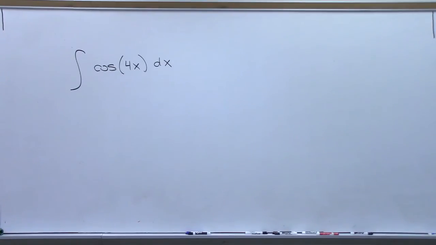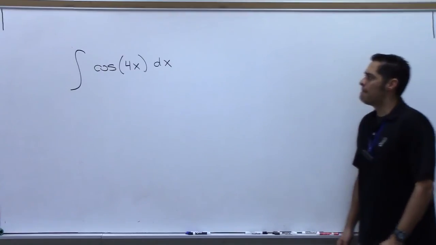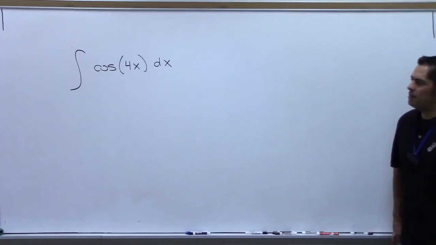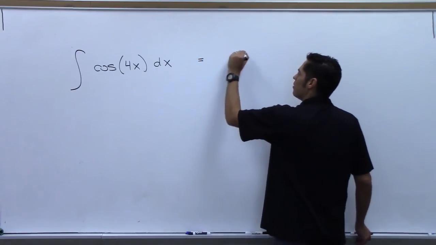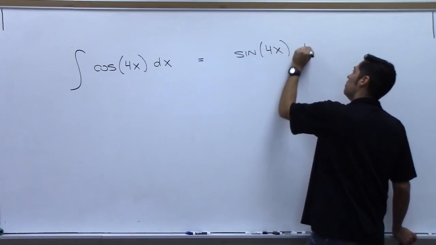If that was just cosine x dx, the answer would be sine x plus c, and you'd be done. But it's not going to be that because of the 4, right? Does your gut kind of tell you that this should be there, though?